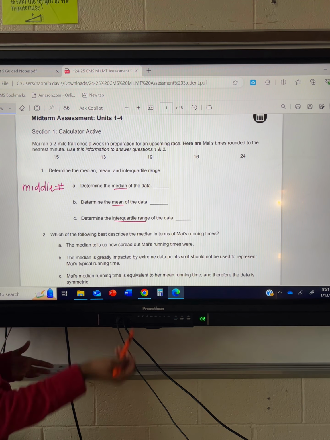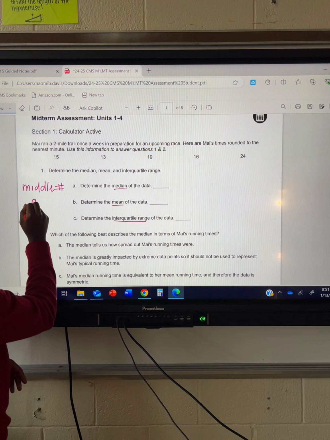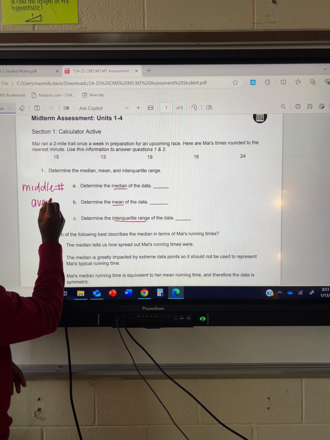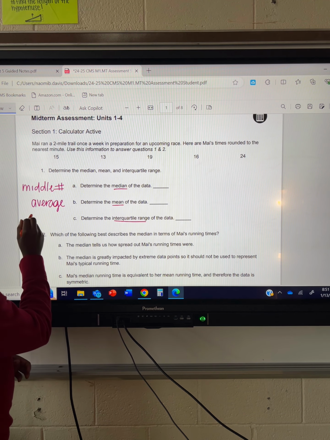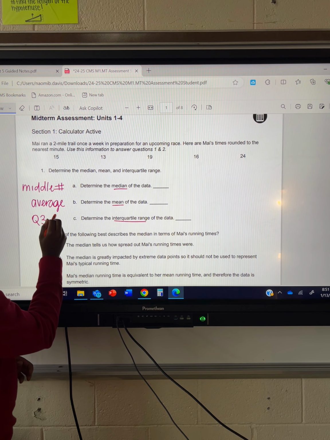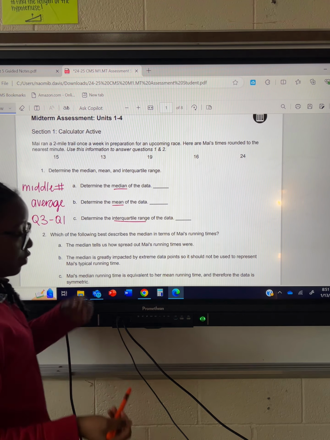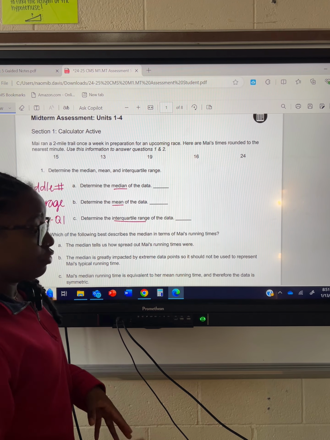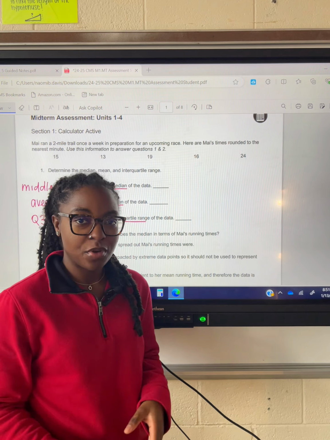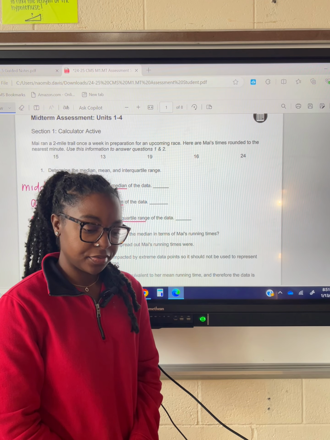Okay. Mean, remember that's the average. Add them all up. Divide by how many numbers. And then the IQR is Q3 minus Q1. So we're going all the way back to unit 1. Median is easy. However, do not try to find a median if you have not put the numbers in order first.